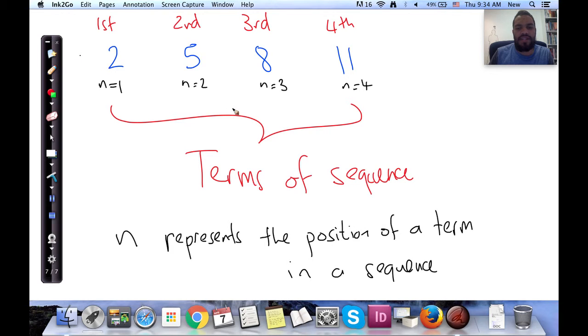Let's look at how this works. First, second, third, and fourth. n equals 1, n equals 2, n equals 3, n equals 4. These are the terms of the sequence. n represents the position of a term.